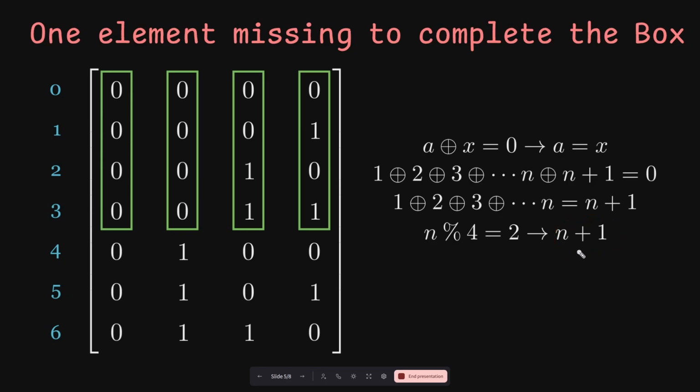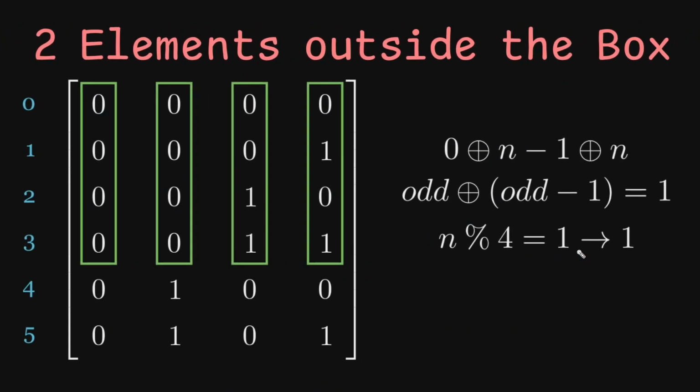And lastly, let us discuss what happens when two elements are outside the box. If two elements are outside the box, you can use the property that the XOR of the boxes is 0. So the XOR of the previous segment is 0, and we only need to analyze the XOR of n minus 1 with n. But here notice that if two elements are outside the box, then n modulo 4 will be equal to 1. That means that n is an odd number.